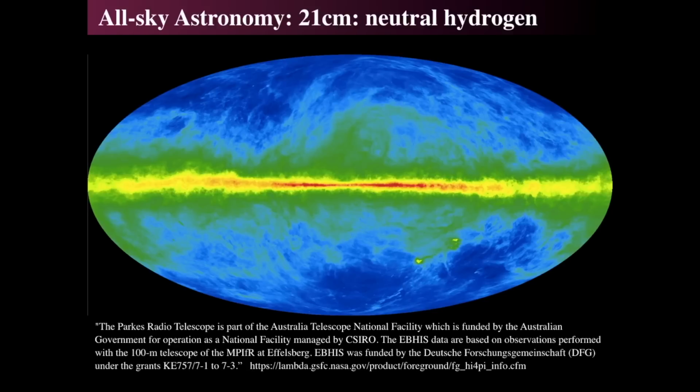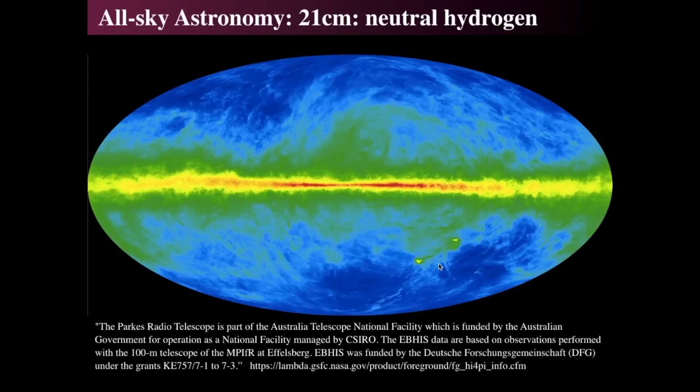This was done over a very long period of time using the Parkes radio telescope, which is part of the Australian government, and so there's the key there. And this has been put together by and is held by the Lambda at Goddard Space Flight Center with NASA. So this is a full sky image again of the neutral hydrogen, and we see it's confined to the Milky Way, but we see two bright spots down to the lower right.